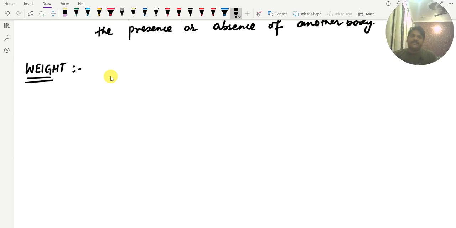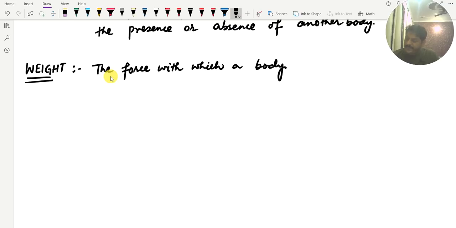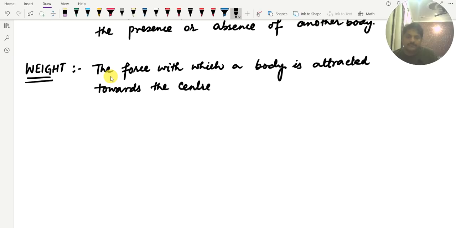Now weight, let us try to define it first, then we will try to understand what it means. The force with which a body is attracted towards the center of the earth. We are talking about earth.